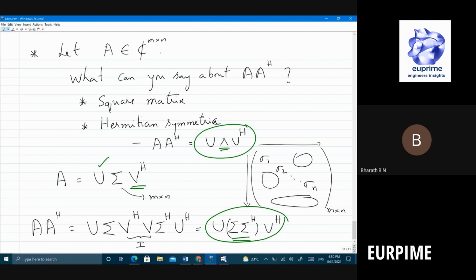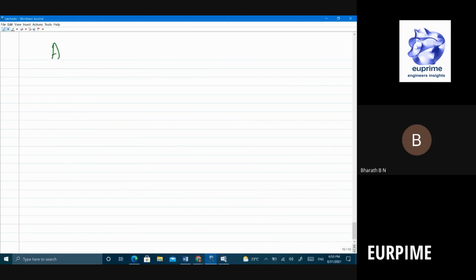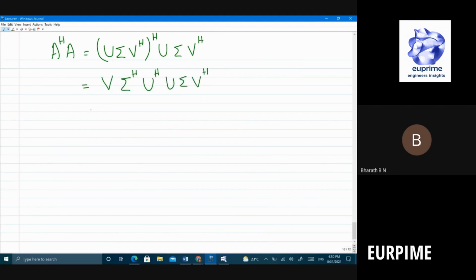Instead of A A Hermitian, you do A Hermitian A, right? So what is A Hermitian A? A is U sigma V Hermitian. So I have to take the Hermitian of that. So now this will be V sigma Hermitian, U Hermitian, U sigma V Hermitian. So this is nothing but V sigma Hermitian sigma V Hermitian. Okay. So you take A Hermitian A and do the eigenvalue decomposition. The eigenvectors that you get correspond to the V matrix of your singular value decomposition.